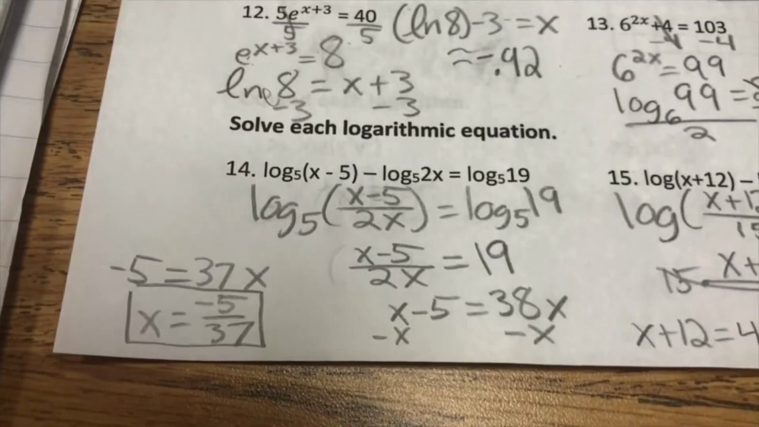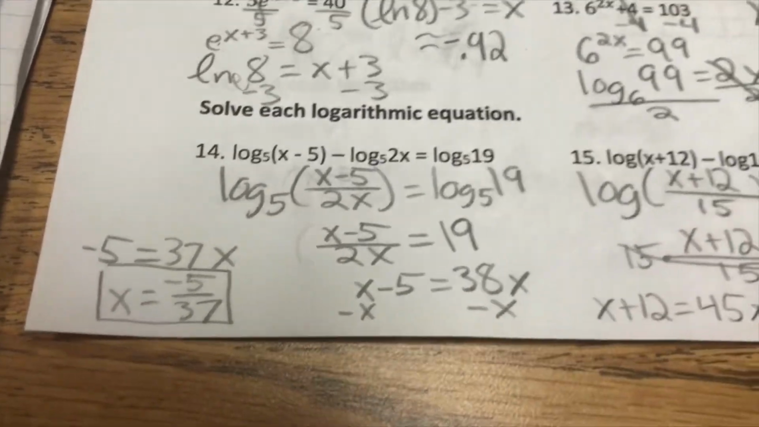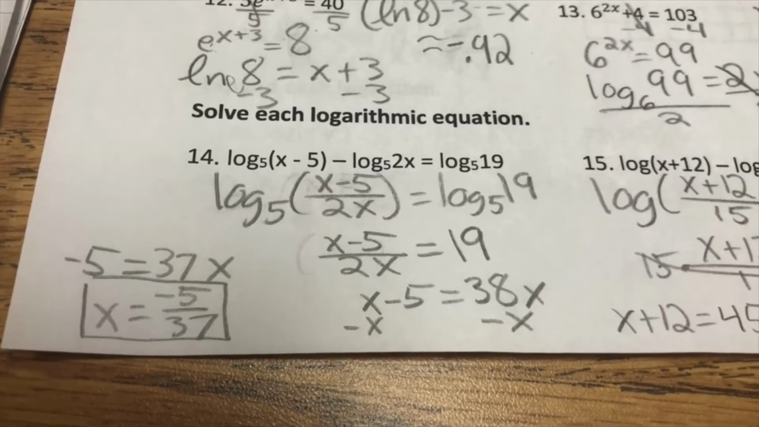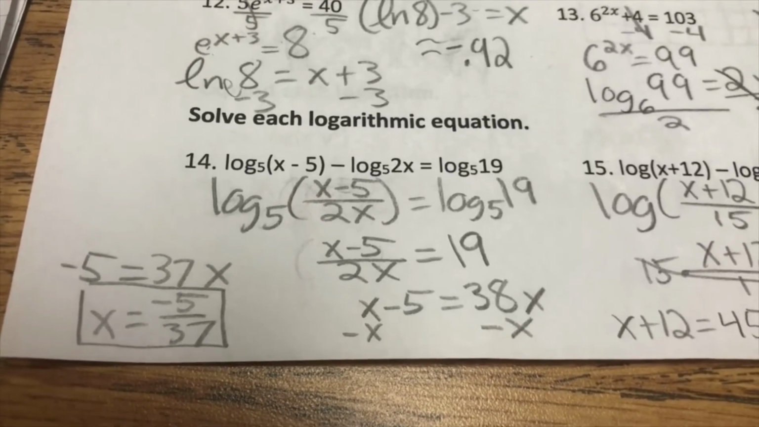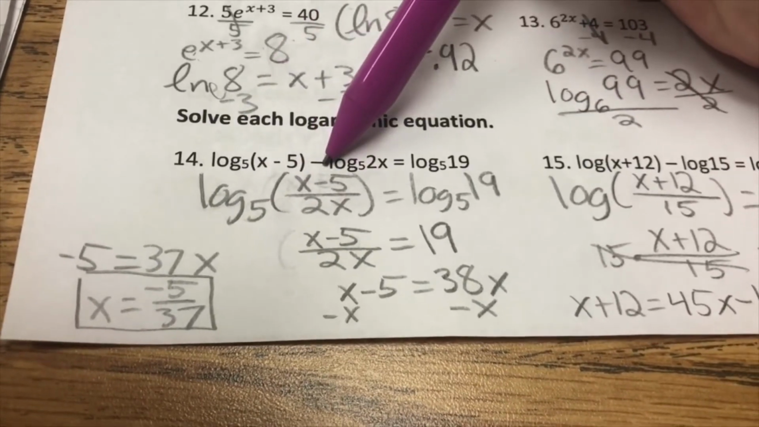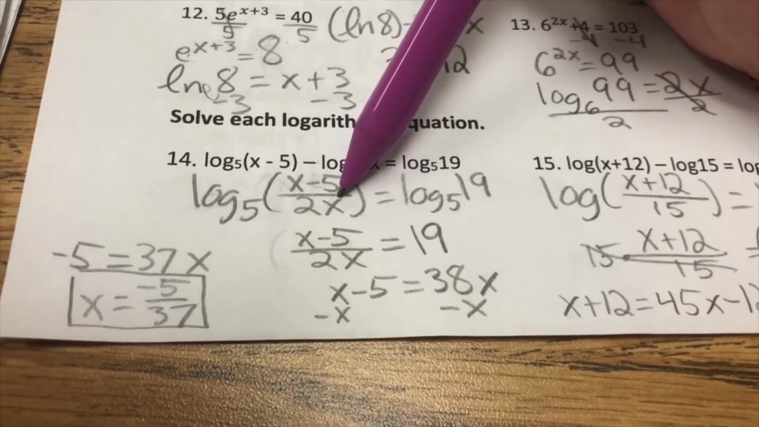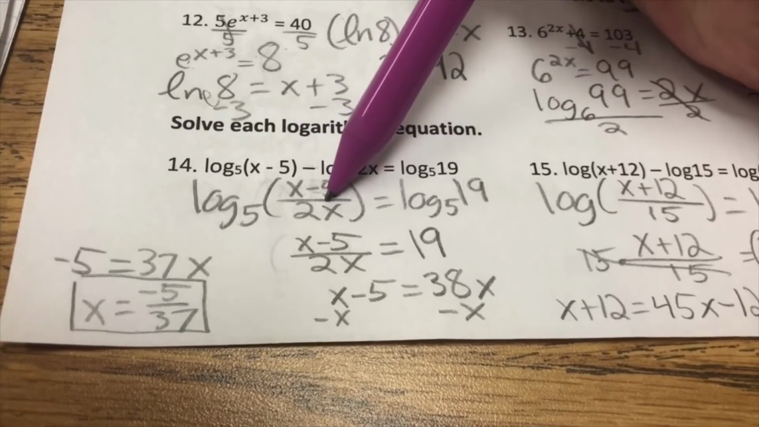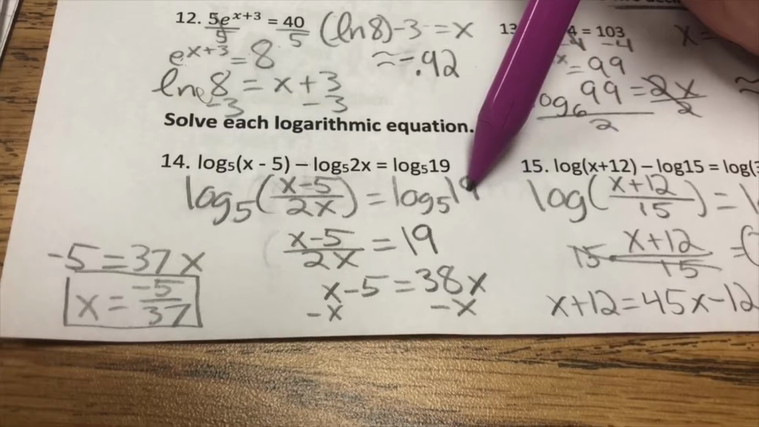For 14, we needed to condense our logs first, and then we could set the parentheses or our values equal to each other. So we had subtraction, so our subtraction changed to division. And then we had x minus 5 divided by 2x equals 19.